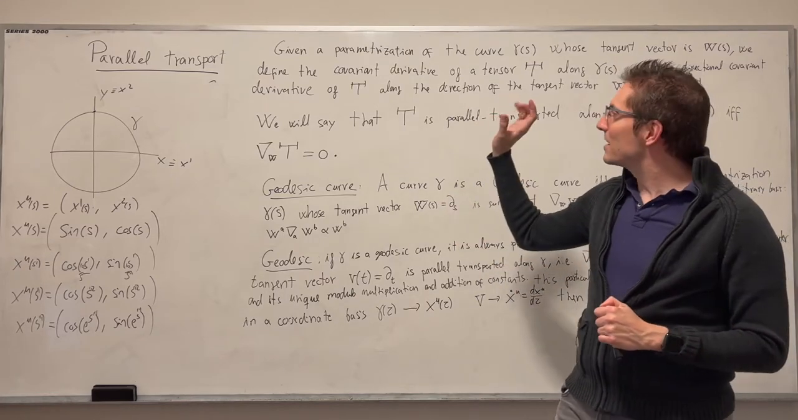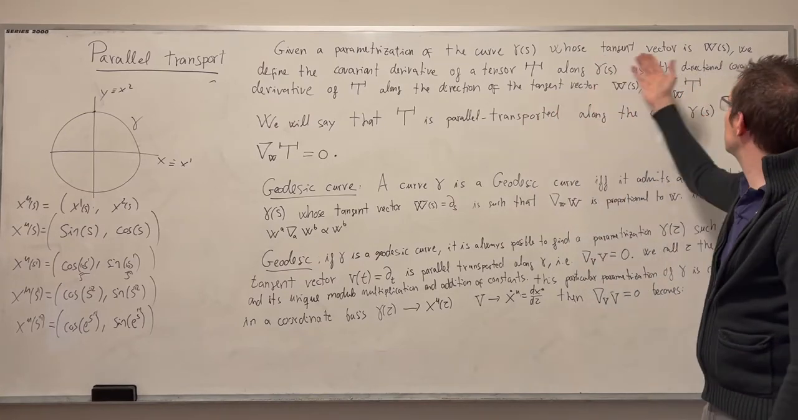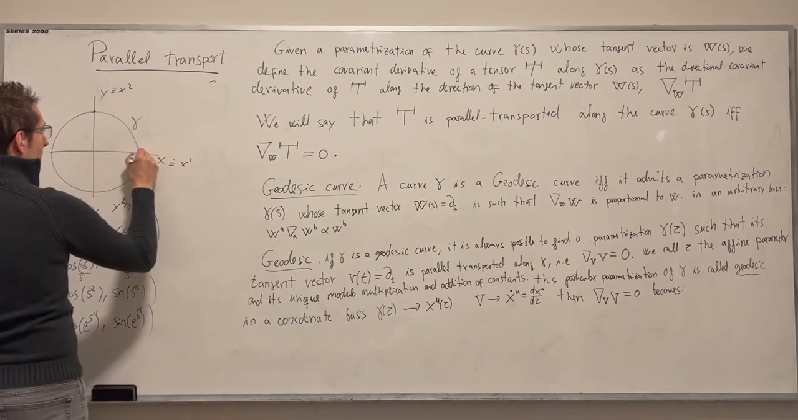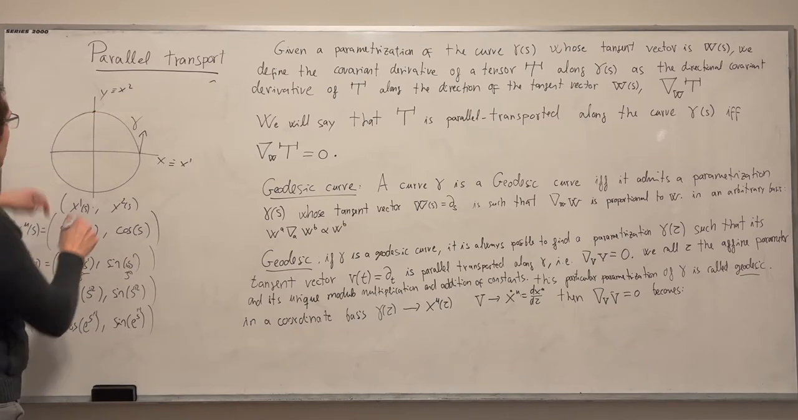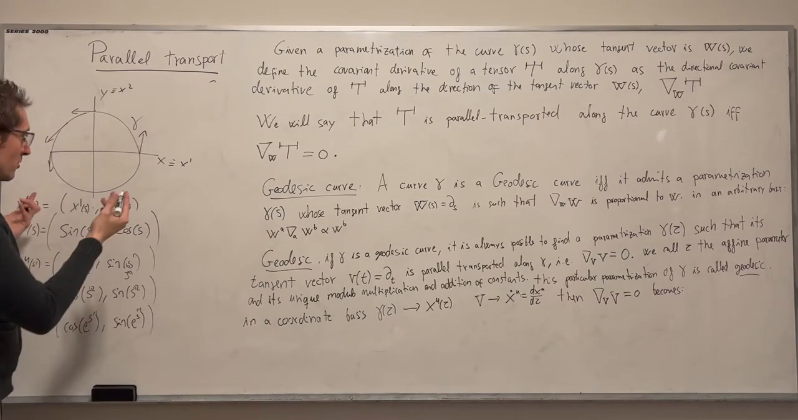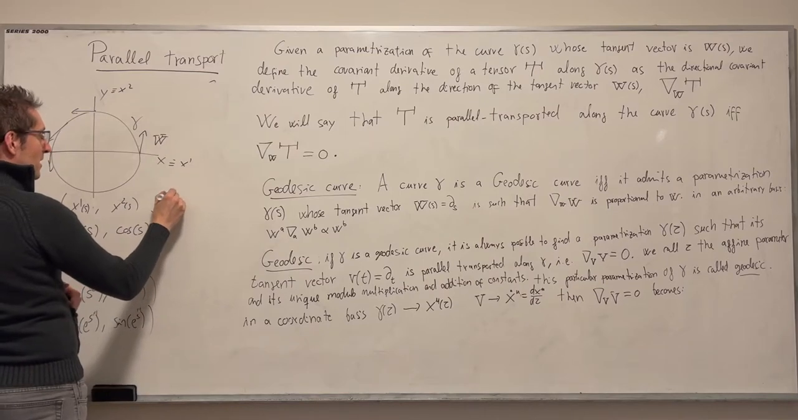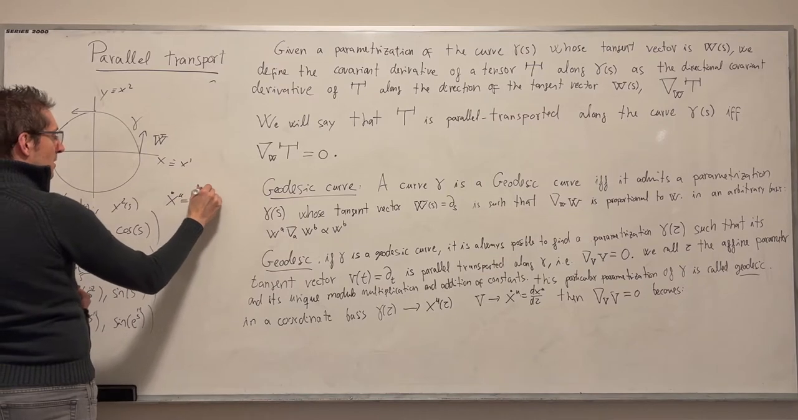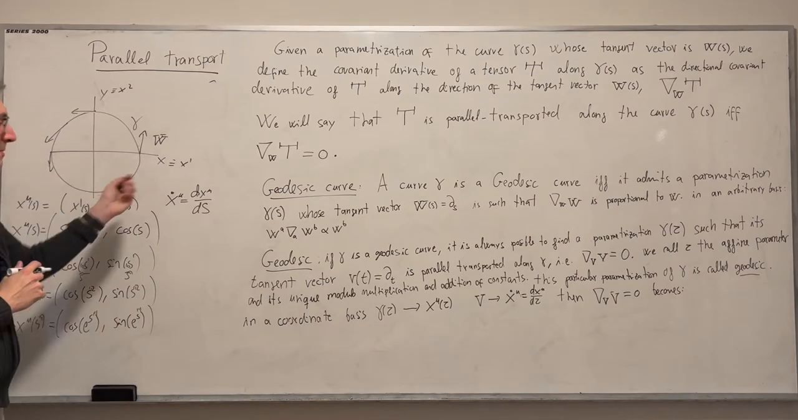Now, let's go back to the definition of parallel transport. Given a parameterization of the curve gamma of s, whose tangent vector we call w of s, so remember, w is this tangent vector here. If I'm moving in this direction, in a parameterization that moves in this direction, then this is the tangent vector, right? It tells you what direction to take the steps. From what you remember from calculus, this w vector, in a coordinate basis, would be x dot mu with respect to s, so this thing is dx mu ds. That is the tangent vector to the curve parameterized by the parameter s.